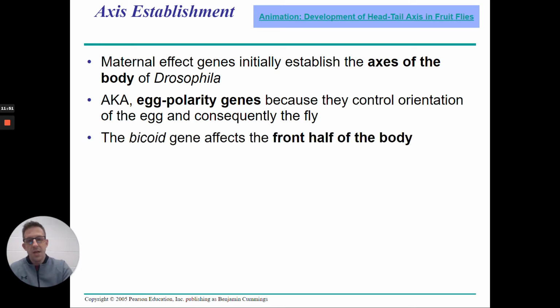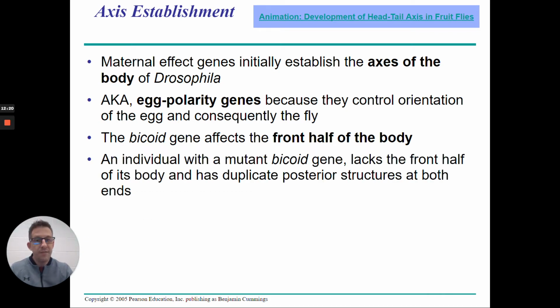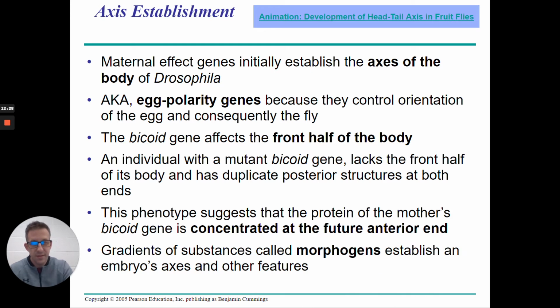More specifically, even still, one specific version of the egg polarity gene is called the bicoid gene. Okay? This specific gene affects the front half of the body. It codes for a head. So if you have a properly functioning bicoid gene as a fruit fly, you should, hypothetically, theoretically, have a working head region. Okay? Now, an individual with a mutant bicoid gene actually lacks the front half of its body, and it has two butts. As weird as that sounds, we're going to see a picture of that when we get to the next slide.